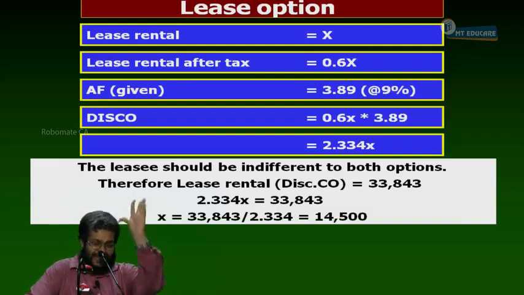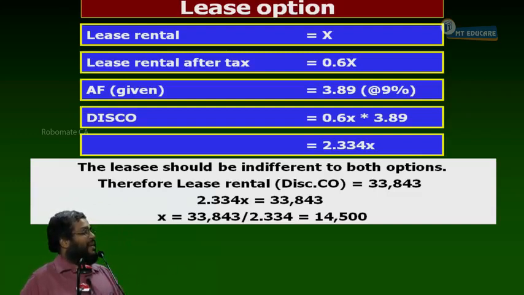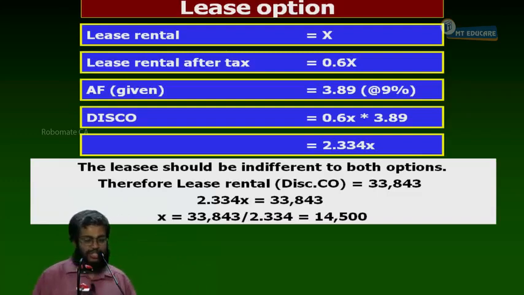We are not doing anything else today. We're doing only leasing problems. Concepts are very simple, right or not? Now, you should not feel burdened. Take question number 27.